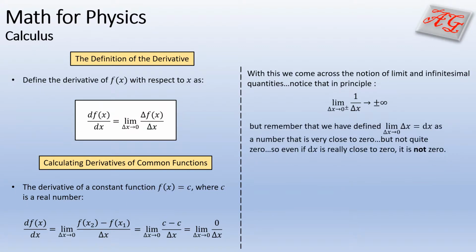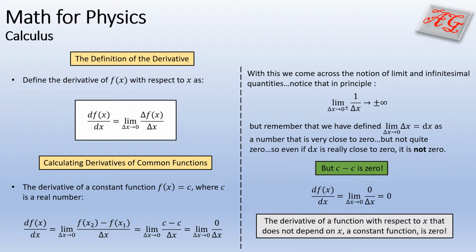And this is where the concept of infinitesimal comes in. Remember that we have defined that in the limit as delta x approaches 0, delta x is a number that is as close to 0 as any other number, but it is not exactly 0. But c minus c is exactly 0. So the derivative with respect to x of a function that does not depend on x is 0. And this is our first major result.